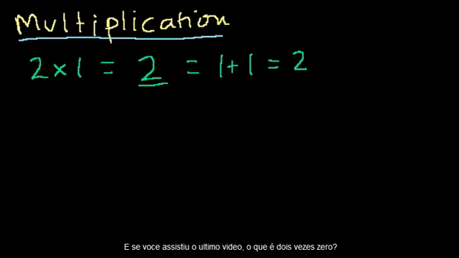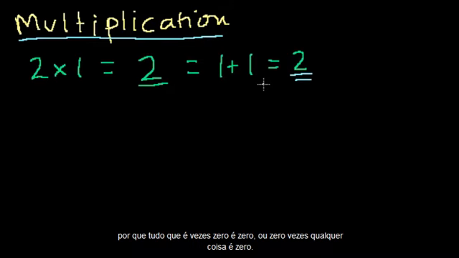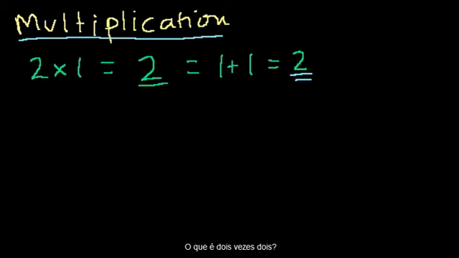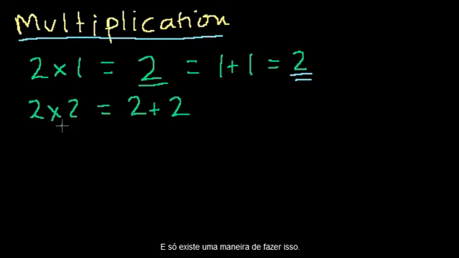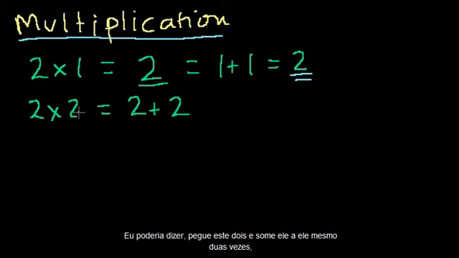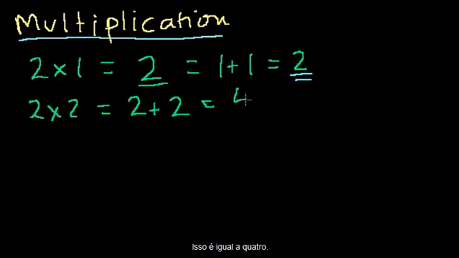And if you watched the last video, what's 2 times 0? Well, that's 0. So you don't have to memorize your 0 multiplication tables, because everything times 0 is 0, or 0 times anything is 0. So let's see, what's 2 times 2? We're going to add 2 to itself 2 times. So that's 2 plus 2. There's only one way to do that. I could say, take this 2 and add it to itself 2 times, but it's the same thing. It's 2 plus 2. That's equal to 4.